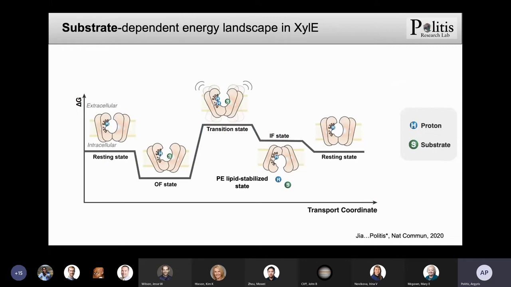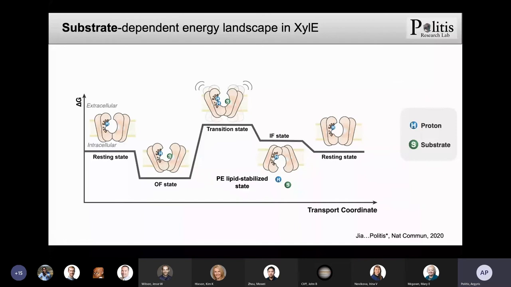So that allows us to put together a substrate-dependent energy landscape in the XylE transporter. We have the resting state, where the protein is protonated on D206, which doesn't drive the structural changes. Then the substrate is bound, remaining in the outward-facing state, and the transition state happens when we have the protonation of D27, and then the transition from the outward-facing to the inward-facing state. When the lipids are bound, they retain the conformation in the inward-facing state, and then we have the removal of substrate and proton for the transporter to go back to the resting state.